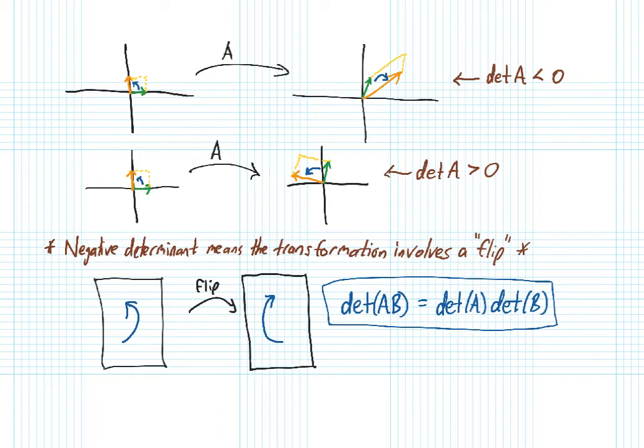If A doesn't have a flip and B doesn't have a flip, then A times B won't have a flip. And in this equation, that shows up as positive times positive is positive. If A involves a flip, but B doesn't involve a flip, then the composition will involve a flip. And that shows up in the equation as positive times negative is negative. And if both A and B involve a flip, then when you compose them, you get something that's not a flip. And that shows up in the equation as negative times negative is positive. And so the signs work out perfectly, and the equation is true.